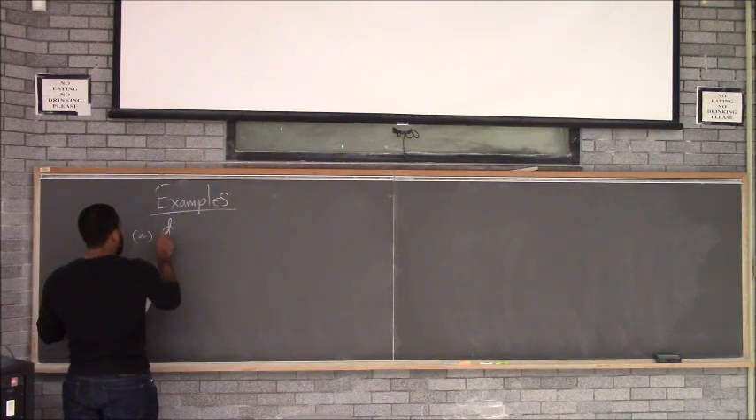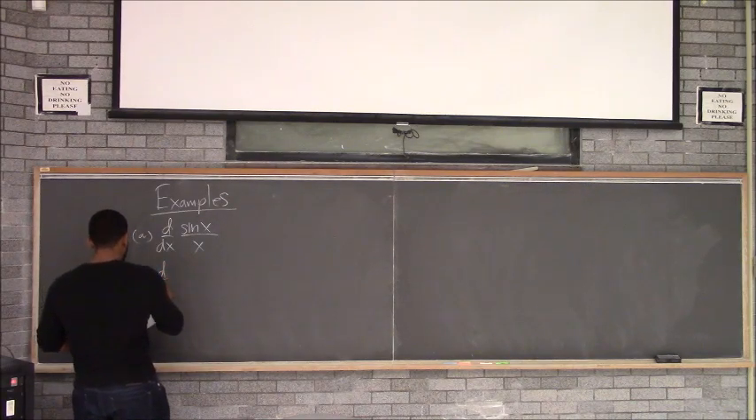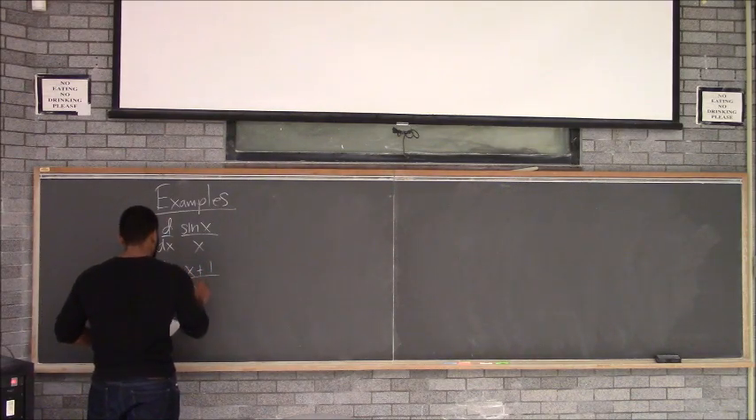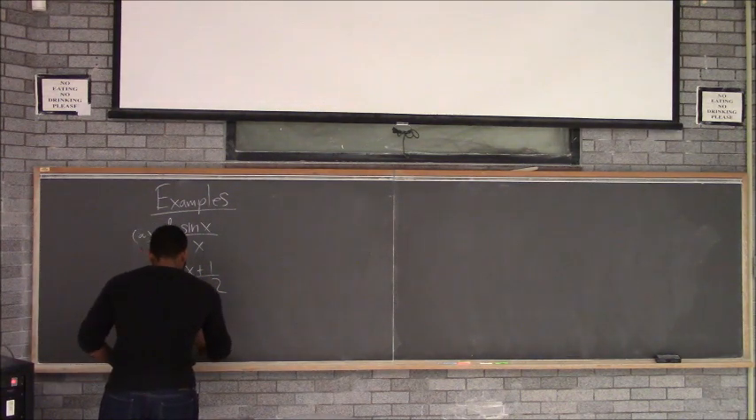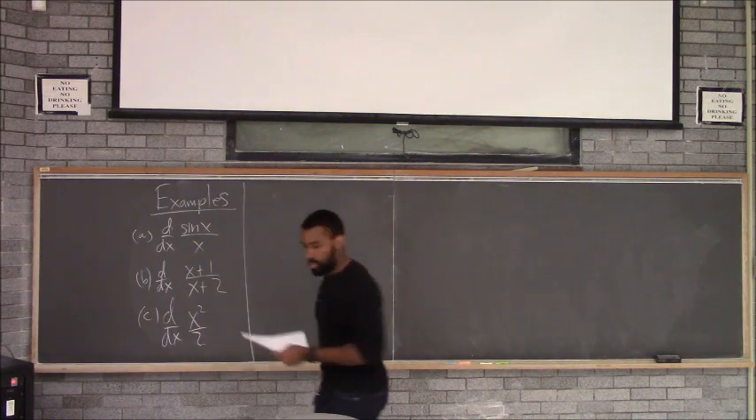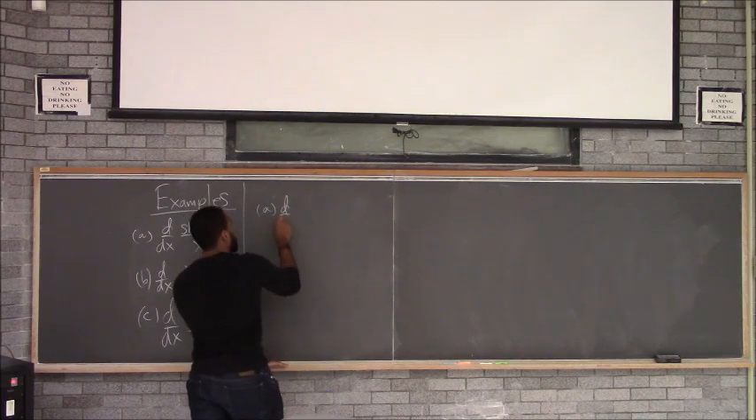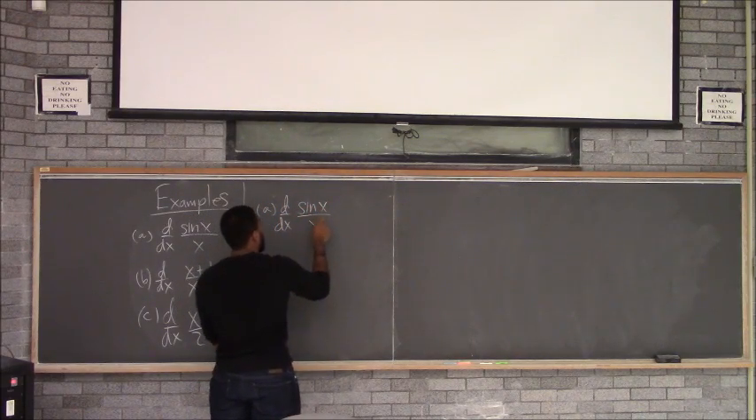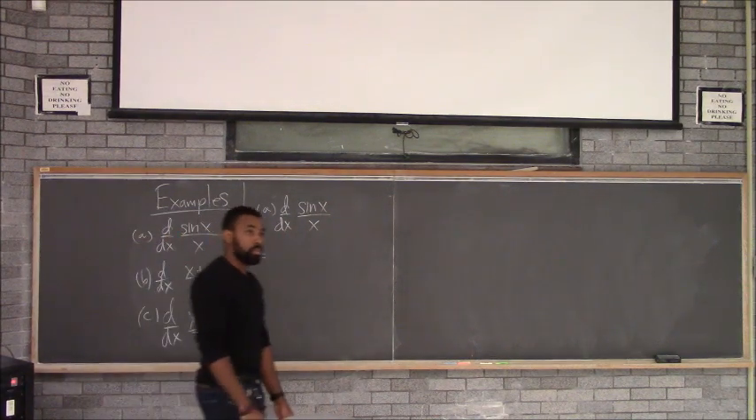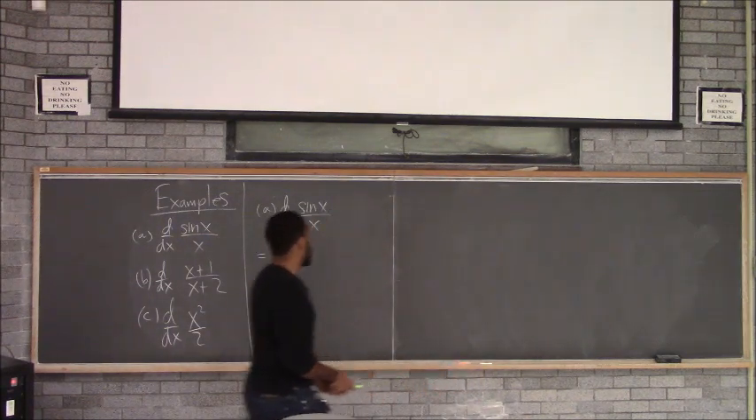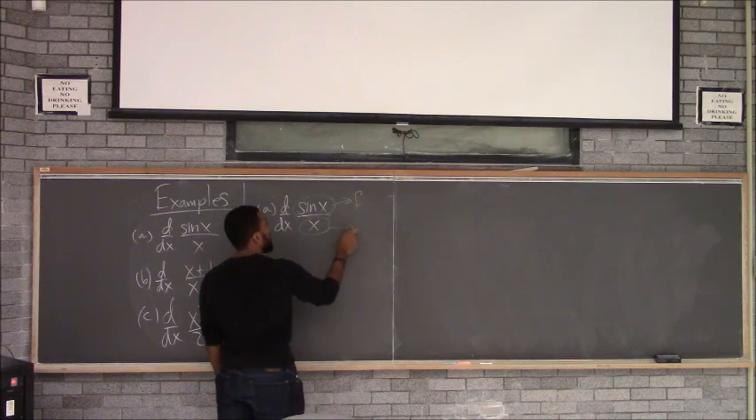So we were to find the derivative of sine of x divided by x, the derivative of x plus 1 over x plus 2, the derivative of x squared over 2. Let's start with those. What do I want to do here? Quotient rule? Why the quotient rule? Because we see a certain form. We see f divided by g, right?